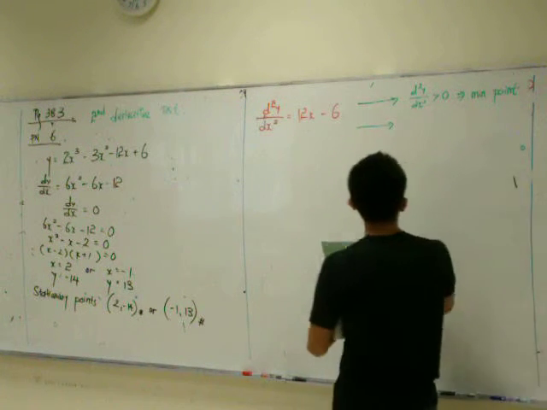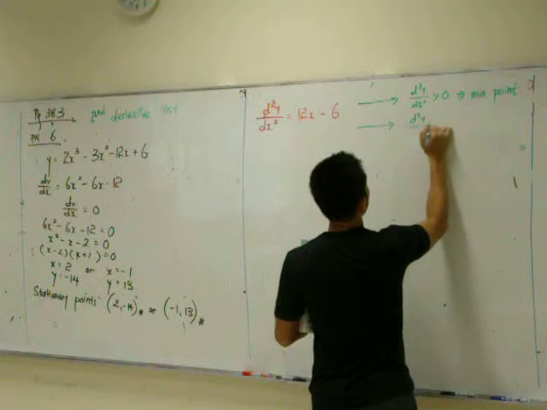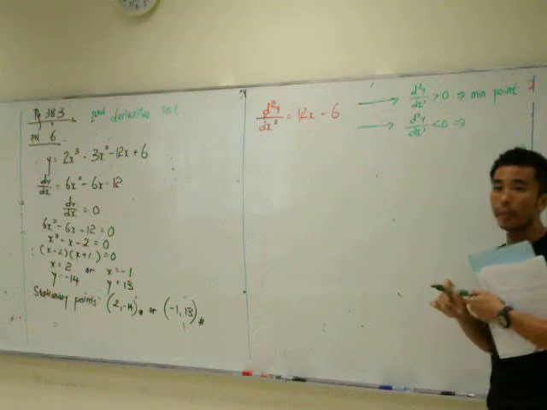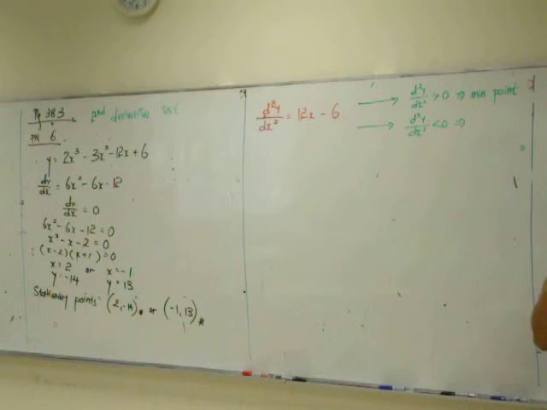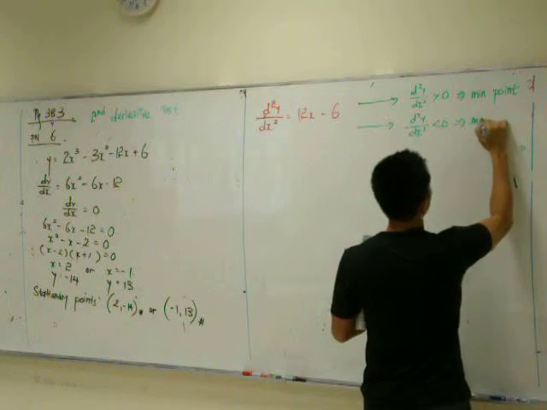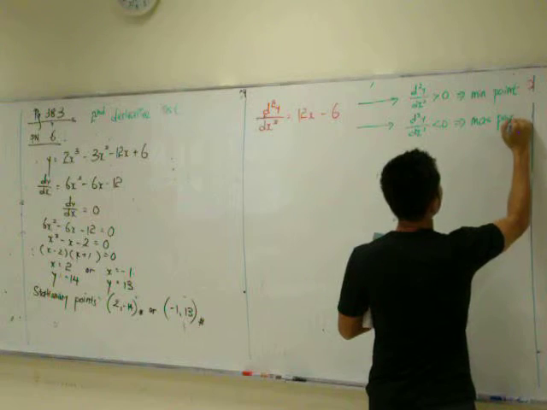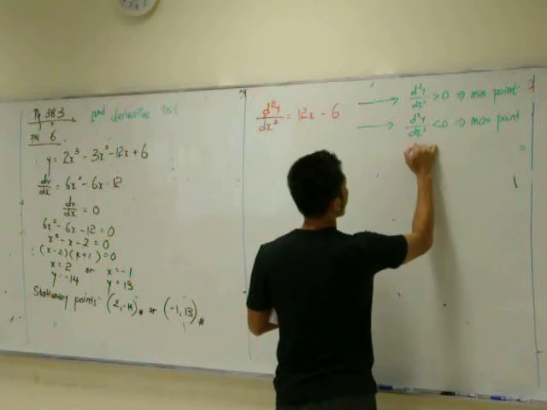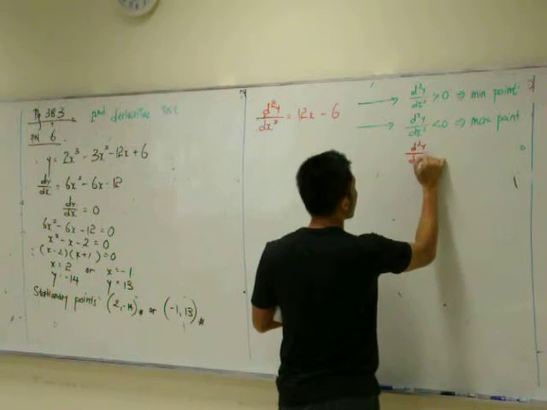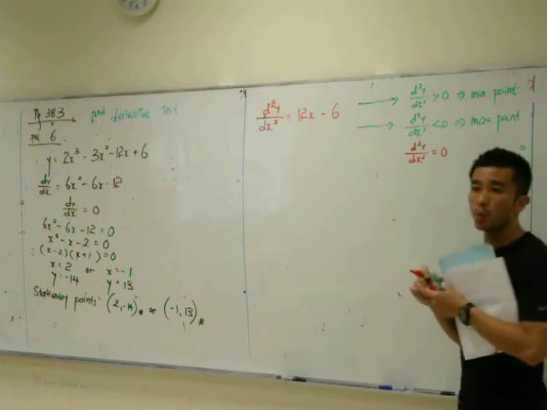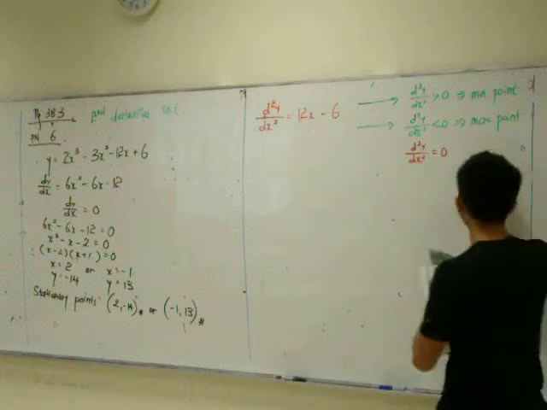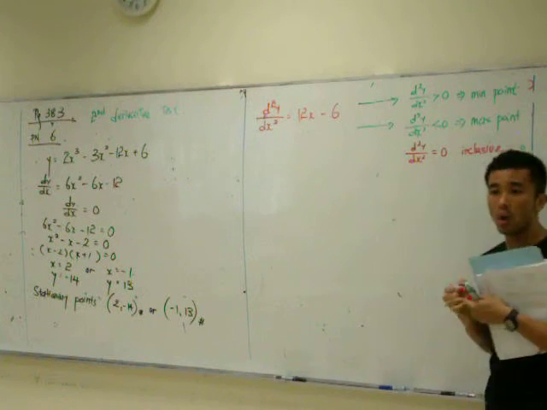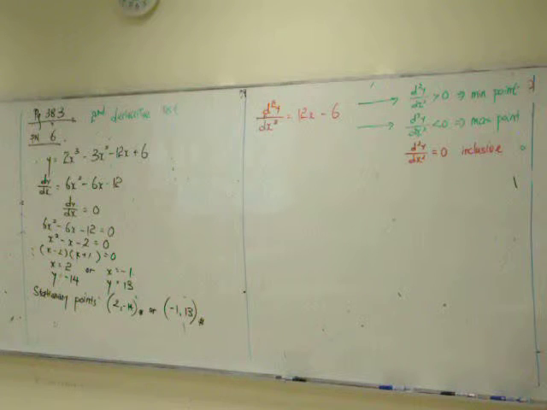So the converse is true as well. If the second derivative is less than 0, what do you think will be the conclusion? Maximum point, thank you. But I need to alert you, if the second derivative test is equal to 0, this will be inconclusive. You cannot conclude anything. Then what does this mean?